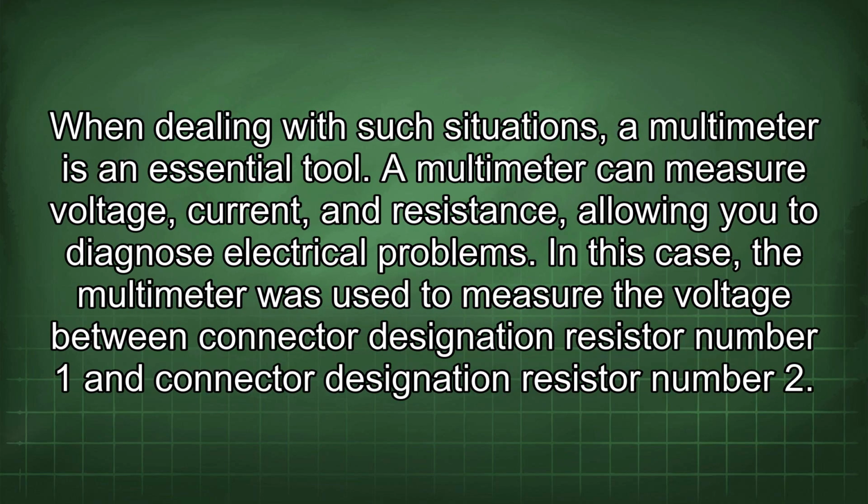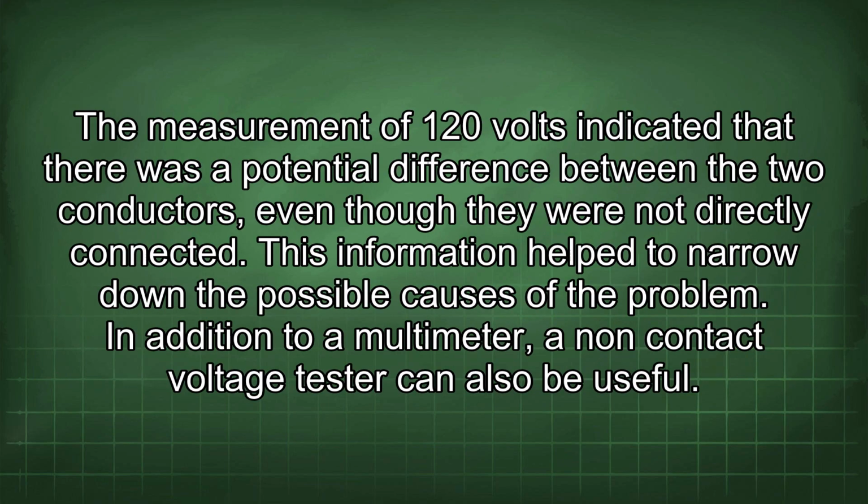When dealing with such situations, a multimeter is an essential tool. A multimeter can measure voltage, current, and resistance, allowing you to diagnose electrical problems. In this case, the multimeter was used to measure the voltage between connector designation resistor number 1 and connector designation resistor number 2. The measurement of 120 volts indicated that there was a potential difference between the two conductors, even though they were not directly connected. This information helped to narrow down the possible causes of the problem.